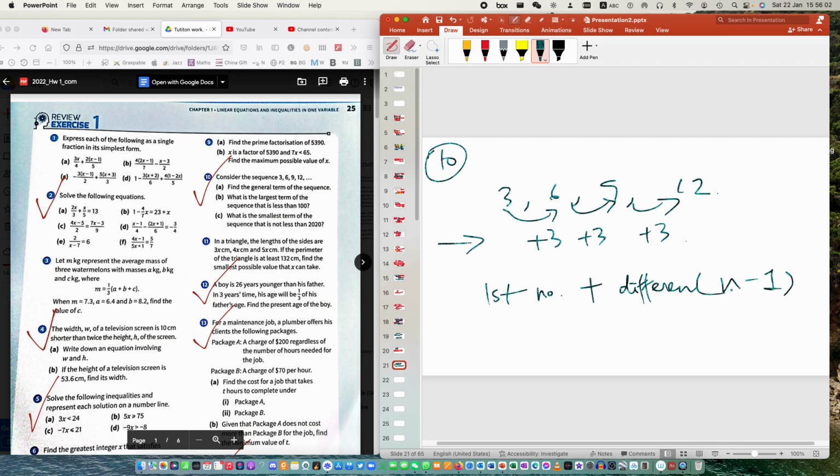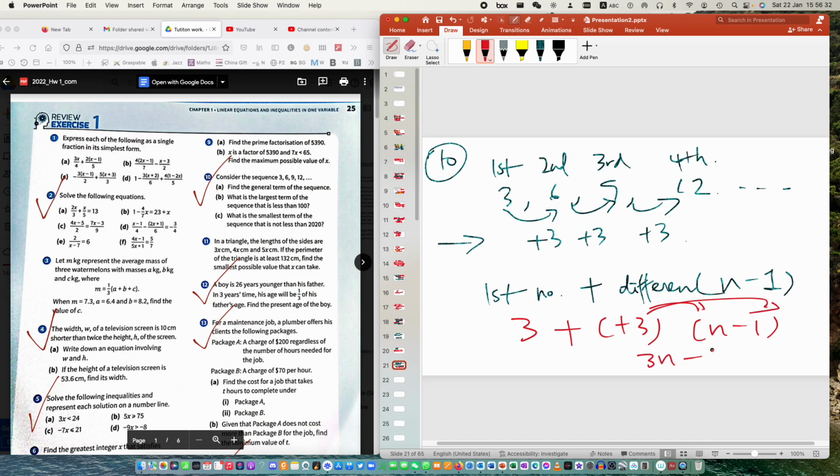So n is which number. So 3 is the first number, 6 is the second, this is the third, this is the fourth. So what they ask: find the general term of the sequence. General term, very easy. What's the first number in this case? 3. What's the difference? Plus 3. Very good. The sign is included, so it's n minus 1. So just simplify. Open the bracket. 3n minus 3, plus 3. Can you see that these two cancel each other? So you're left with 3n. So the general term is 3n. That's part A.